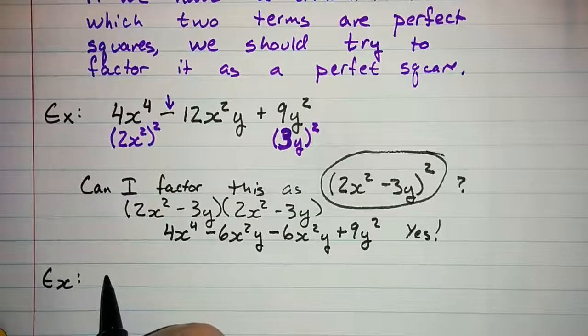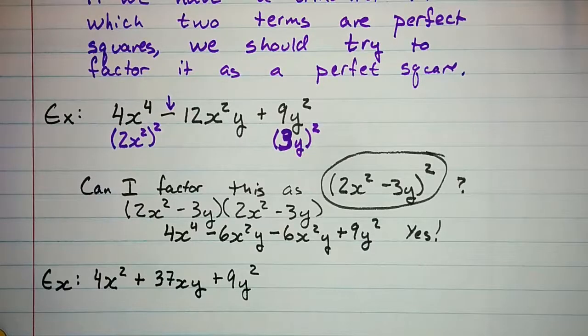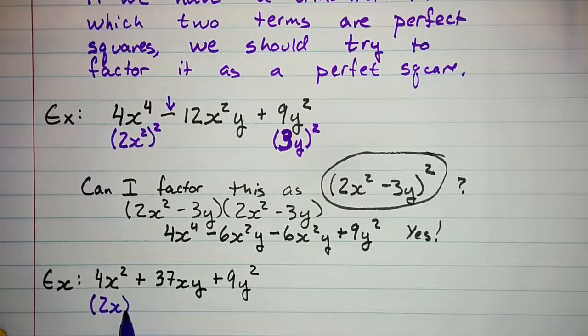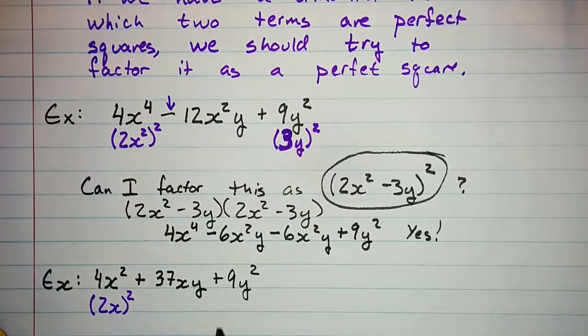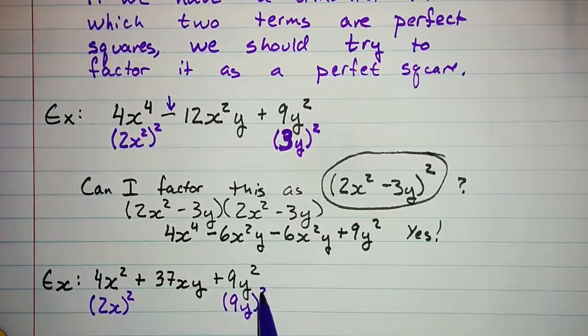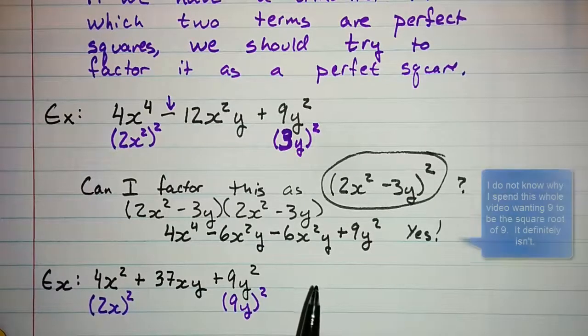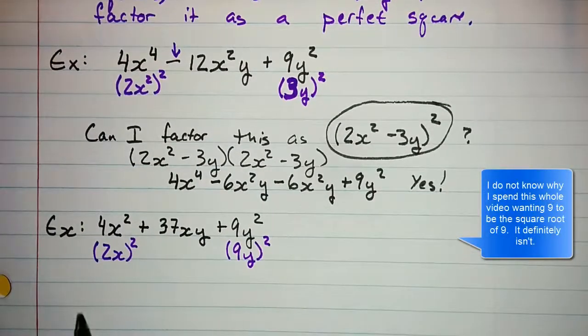Maybe I have 4x² plus 37xy plus 9y². Right, I notice that these two terms are perfect squares. This is (2x) all squared. This is (3y) all squared. But notice this is addition.